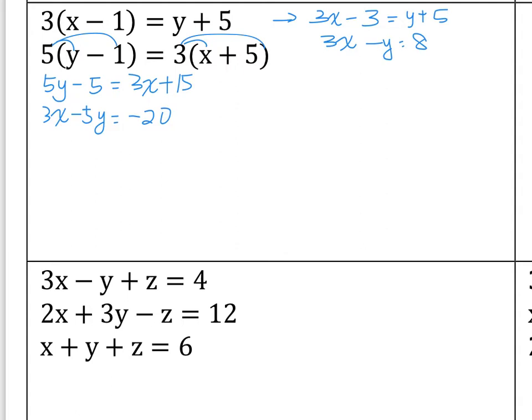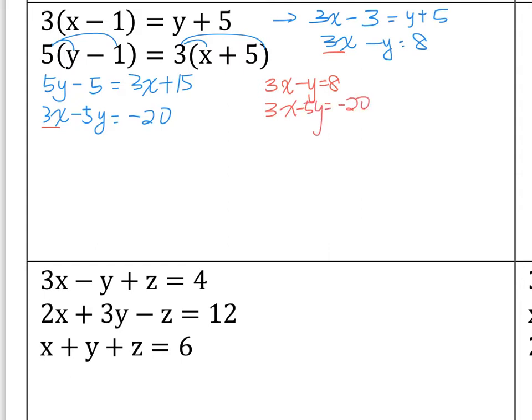Okay, so now I'm going to use the elimination method. I noticed that both equations have a 3x. I can eliminate that by lining the equations up. I'll rewrite both equations right here. So 3x minus y equal to 8. 3x minus 5y equal to negative 20.